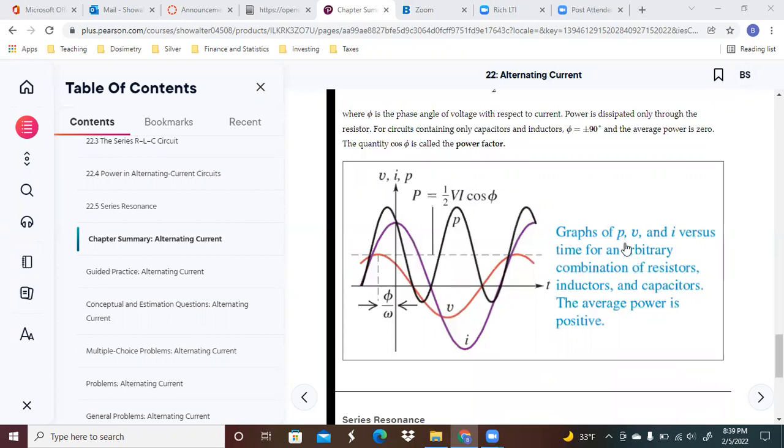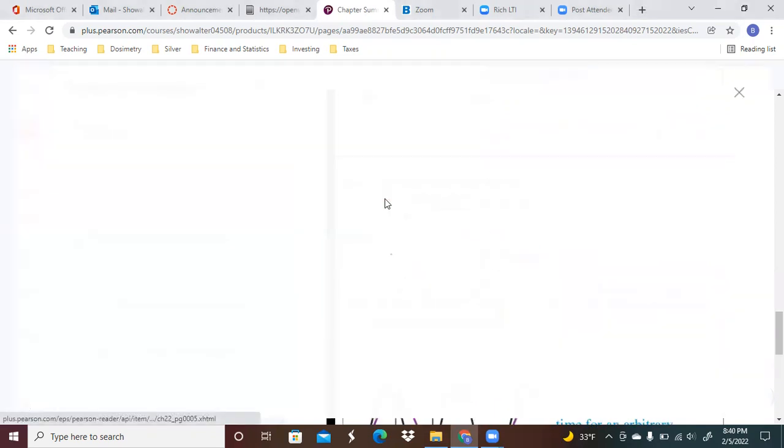So if we're looking at graphs of power, voltage, and current versus time for an arbitrary combination of resistors, inductors, and capacitors, this is what it's going to look like. It's a little busy. The average power here is going to be positive. So we're looking here, this is going to be the current here in purple. The voltage here is going to be in red. And then the power here is going to be this black line. So let's take a look here in this particular section.